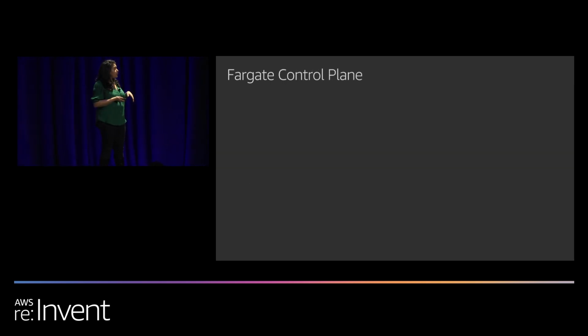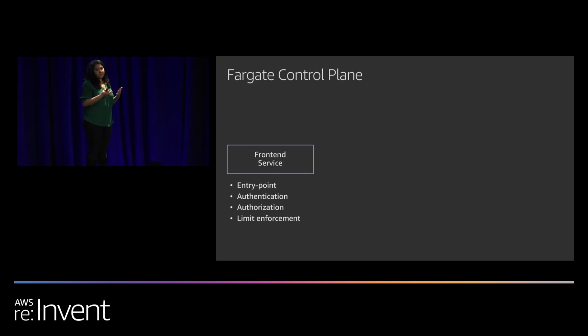So now let's take a look at our control plane. In the spirit of microservices and not building a single giant monolithic service, we actually have a few different control plane services that are each responsible for a distinct piece of the system. Starting with the front-end service. The front-end service is the entry point service. So the public endpoint that you hit when you call RunTask is hosted by the service. And the service is responsible for performing some pretty standard front-of-door gatekeeping activities. So it enforces IAM authentication, authorization. It enforces all our limits, et cetera.